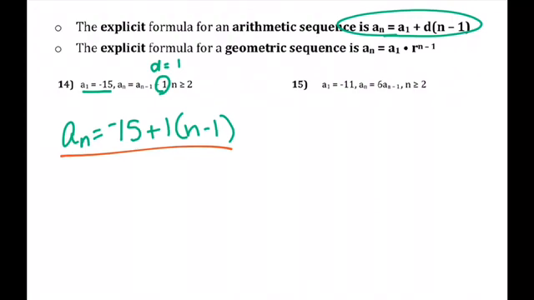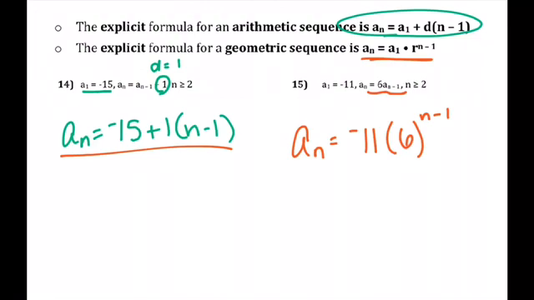Okay, let's take 15. What's happening to this one every time, you guys? Multiply by 6. Okay, so we're going to write our formula. It's going to be geometric in nature. So we're going to say a sub n is equal to a sub 1, I know it, times 6, and then I have to put an exponent. What's my exponent? N minus 1. Okay?